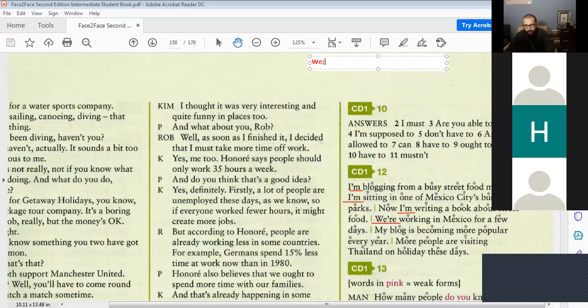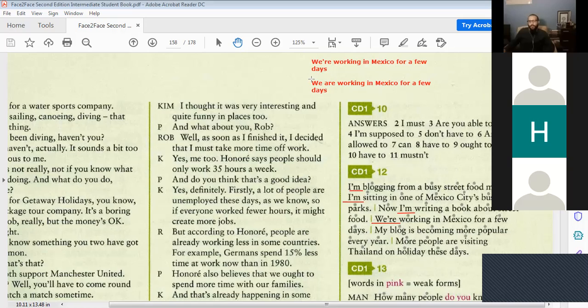So let's say, let me just copy these. And I want you to tell me what's the difference. Okay. Now the first one is let's call it the normal or the neutral one, okay? So we're working in Mexico for a few days.